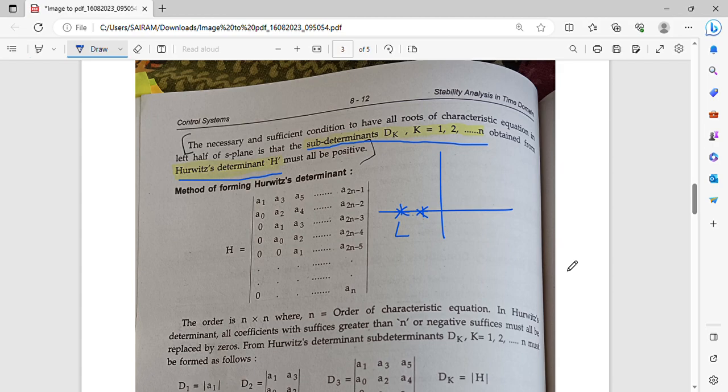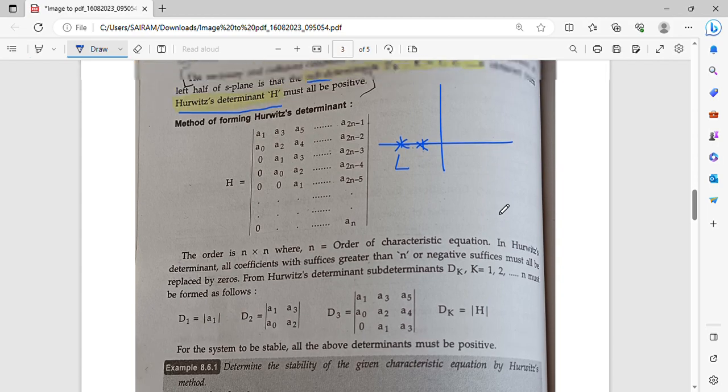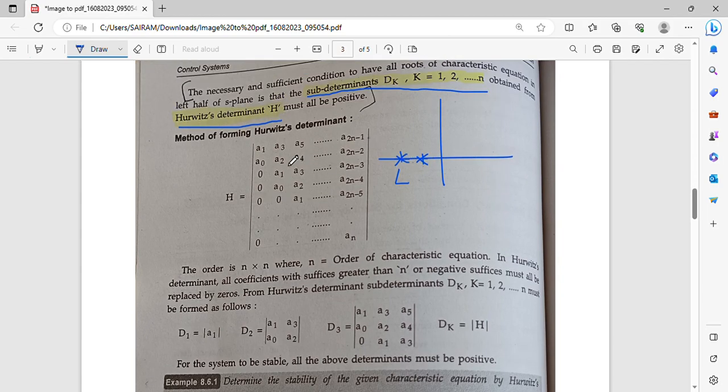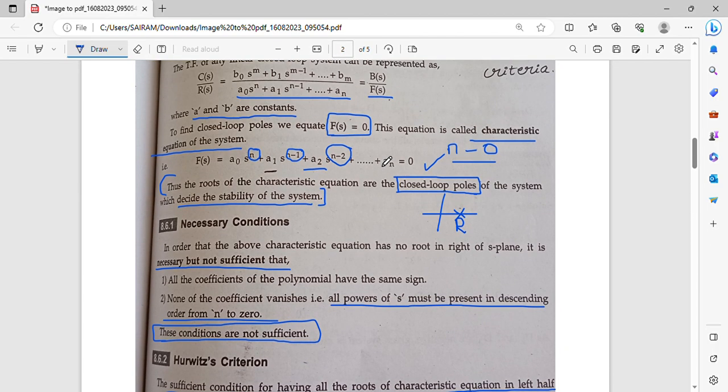Yes. So now, just a minute, I'm sorry. Okay. The method of forming the Hurwitz determinant is this: A1, A3, A5, up to A2n minus 1, and A0, A2, A4, up to A2n minus 2. Here there is an equation, say. From this, you take all the odd coefficients first. The odd ones are A1, A3 and A5, right? Correct. That one is written in the beginning.